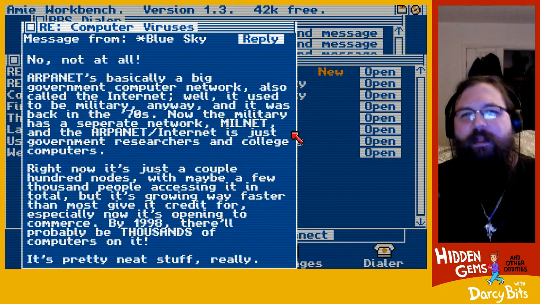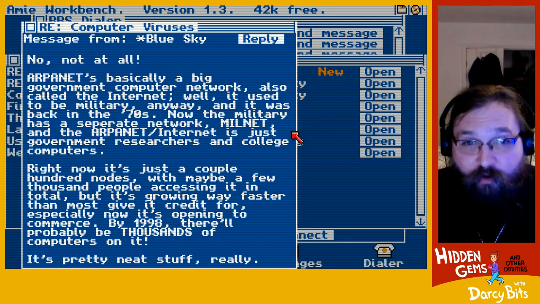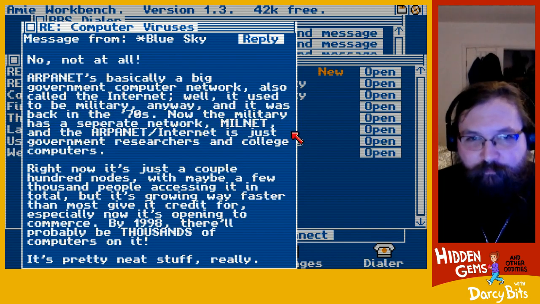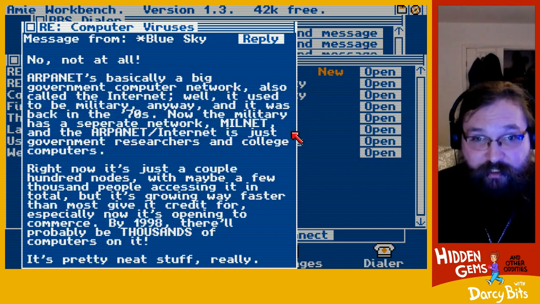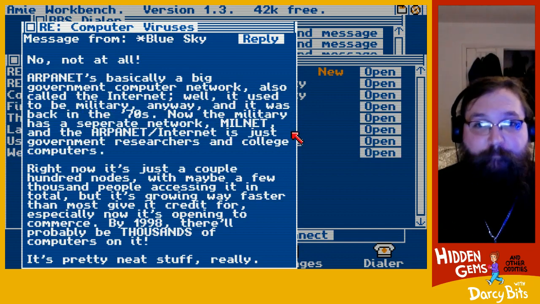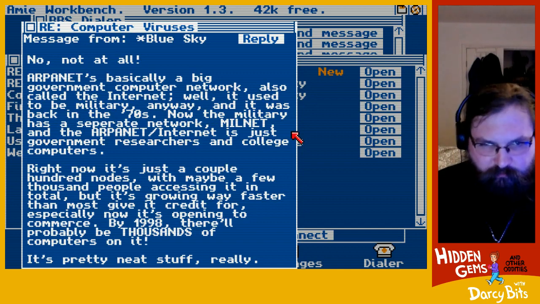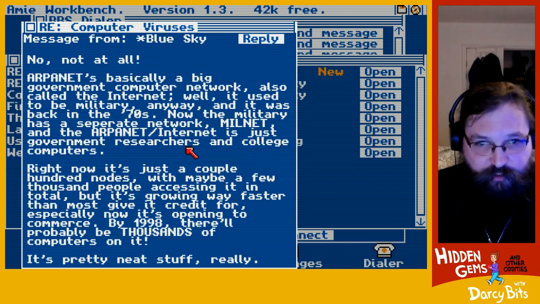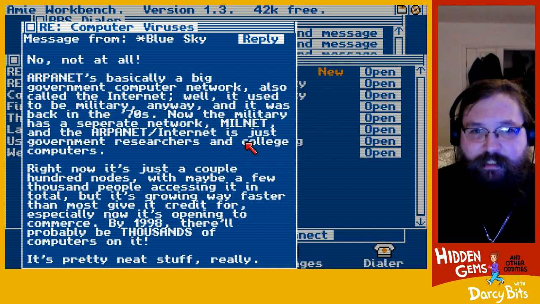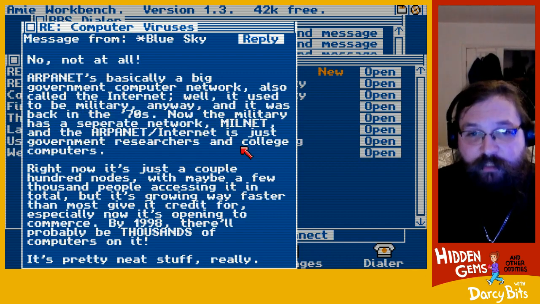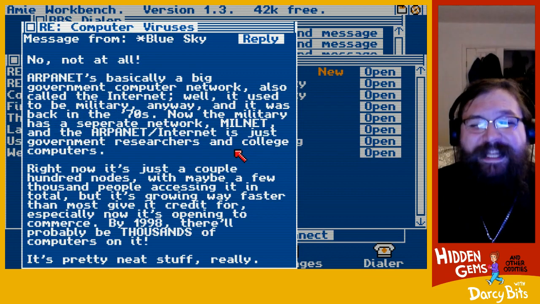No, not at all. ARPANET's basically a big government computer network, also called the Internet. Well, it used to be military anyway. It was back in the 70s. Now the military has a separate network, MILNET, and ARPANET/Internet is just government researchers and college computers. Right now it's just a couple hundred nodes with maybe a few thousand people accessing it in total, but it's growing way faster than most give it credit for. Especially now it's opening to commerce. By 1998, there will probably be thousands of computers on it. Pretty neat stuff, really. Very cool.